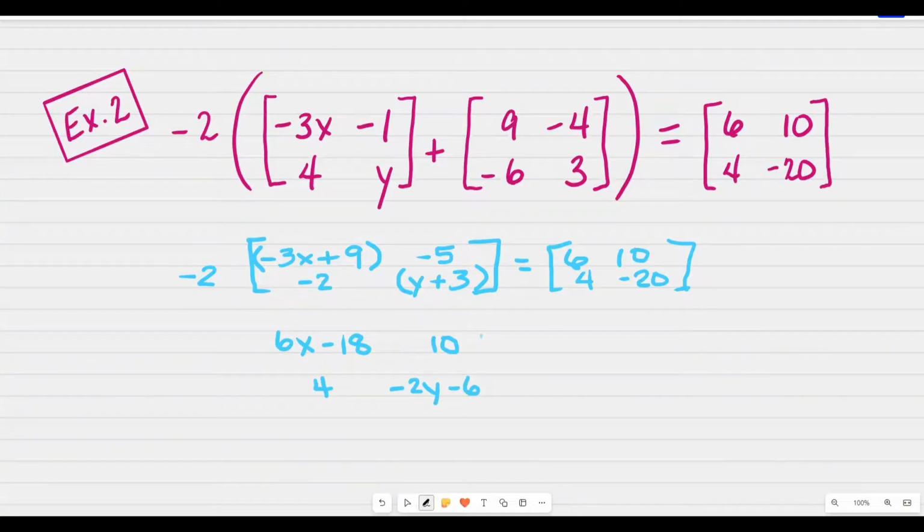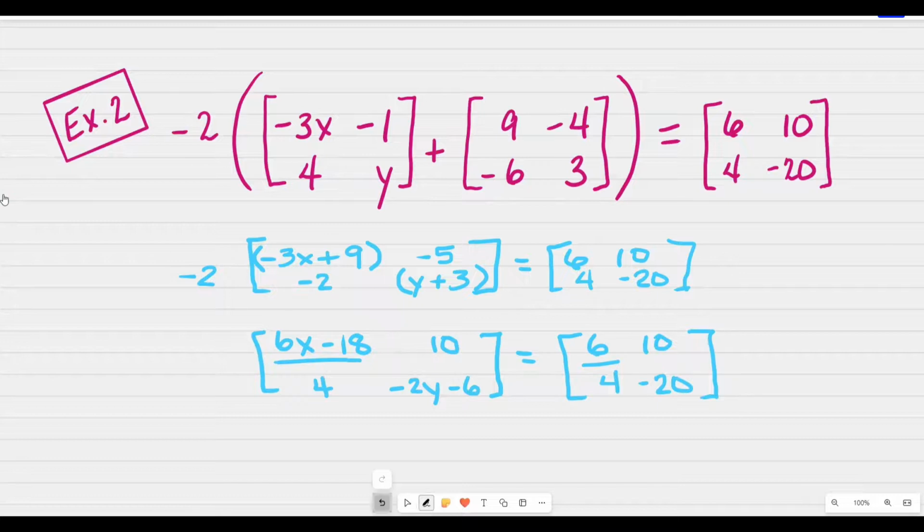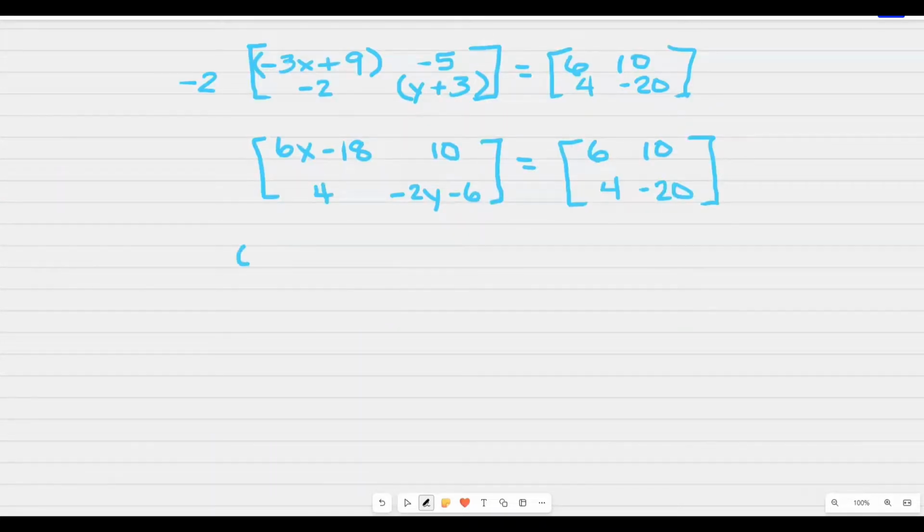Again, I'm going to go ahead and put the matrix symbol, set it equal to 6, 10, 4, and negative 20. Put this in a matrix. And now I'm just going to find corresponding elements. So 6x minus 18 corresponds to 6. I'm going to set that up and solve for x. So 6x minus 18 is equal to 6. Add 18 on both sides. So 6x is 24. Divide both sides by 6. X is 4.